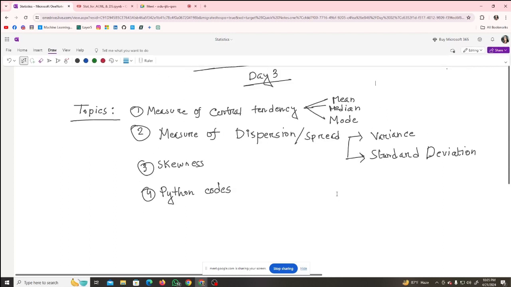Hey guys, welcome to today's session on statistics for machine learning, AI, and data science. This is day 3 of this series. In today's session, we're going to cover the measure of central tendency, in which mean, median, and mode lie, and then we have measure of dispersion or spread, where variance and standard deviation are there, and then we will talk about skewness, and then we will see some Python code related to this.